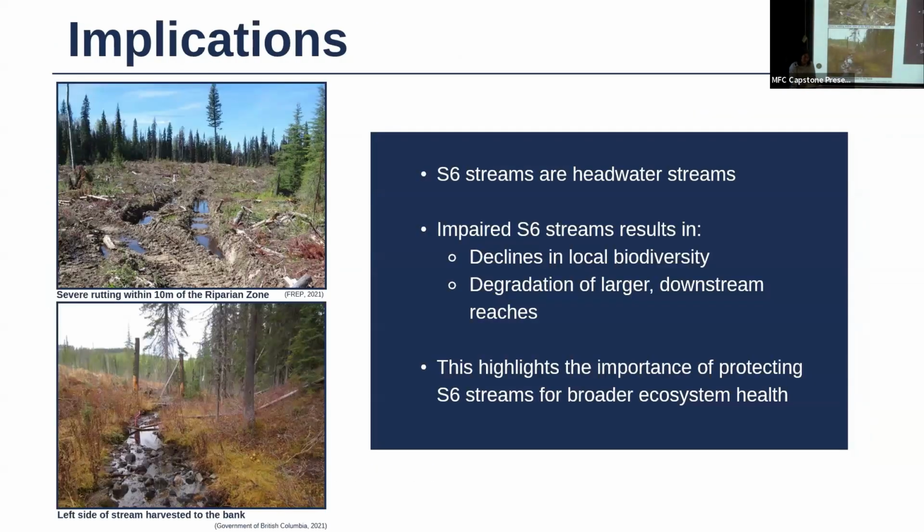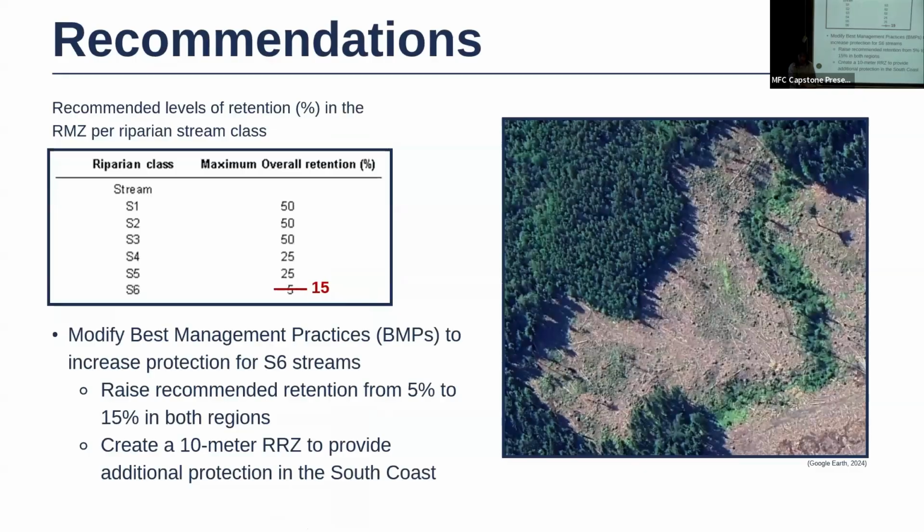And so even if a larger downstream reach has sufficient protection, it can still be negatively impacted by the impaired functioning of a smaller upstream reach. Overall, this highlights the importance of proper protection of S6 streams for the broader ecosystem. So how can BC riparian management be improved in these regions to help protect these streams?